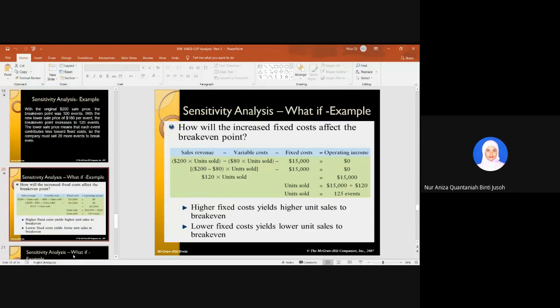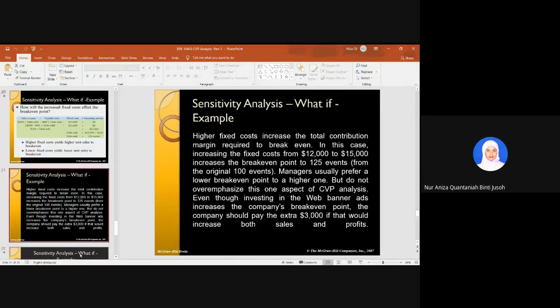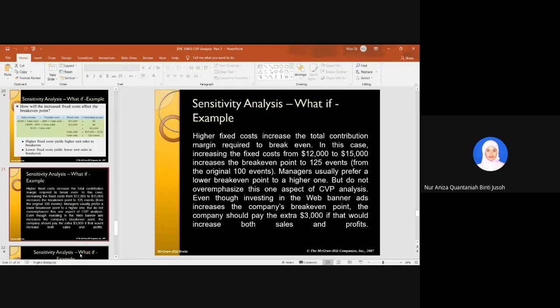Now if you change the fixed cost, what will be the effect? The effect here is that if you increase the fixed cost, to achieve break even will also require more events, 25 events more from the original. If you reduce the fixed cost, then you have to calculate to see what will be the effect from the original.